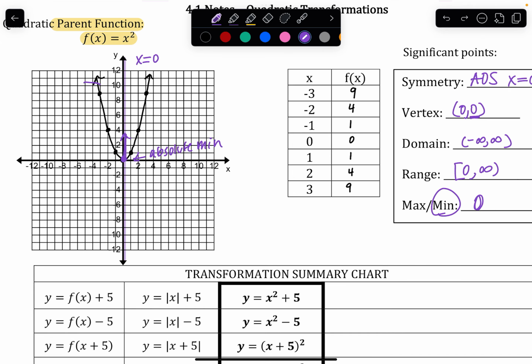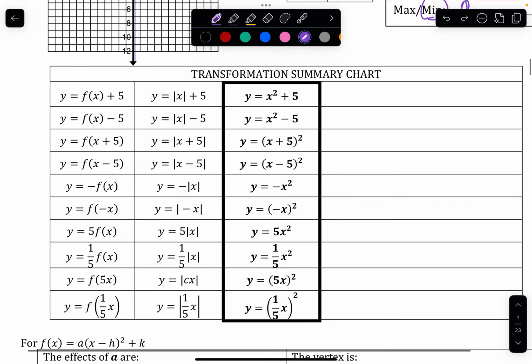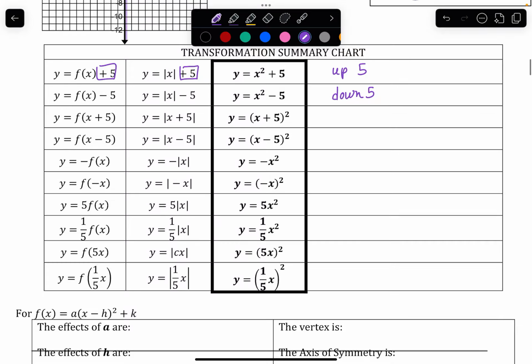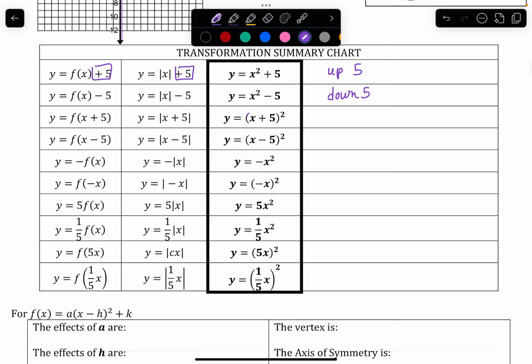Okay, and so those are some key features, and just like with absolute value, we're also going to be transforming it. And so remember when you had a plus 5 outside the function or outside the bars, that moved you up 5. And so for a quadratic, it's going to be outside the square, whereas a minus 5 is going to move you down 5. If you are inside the square, you have to add parentheses. And so inside the square would move you left and right.